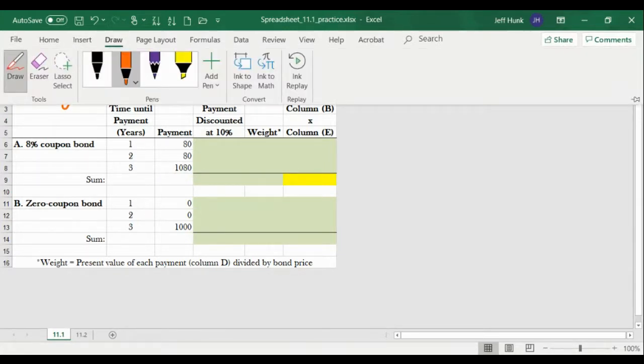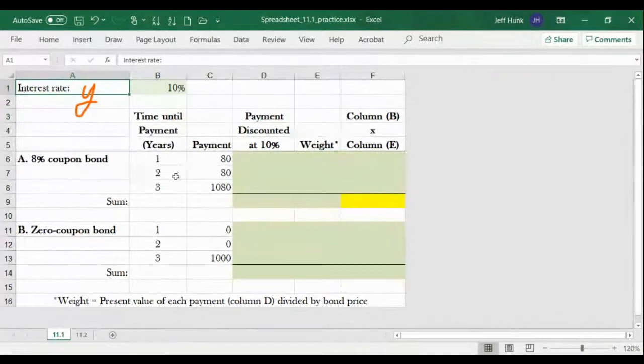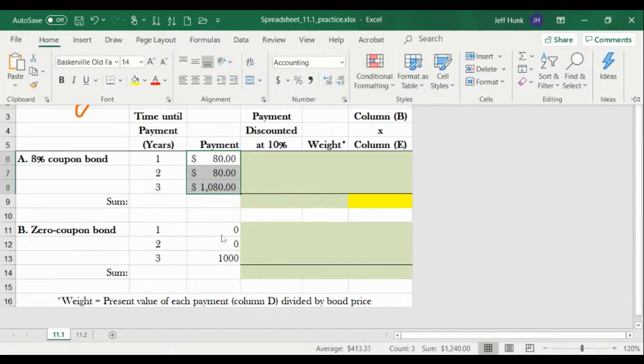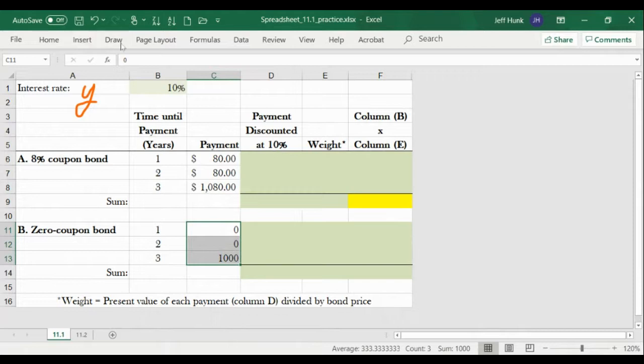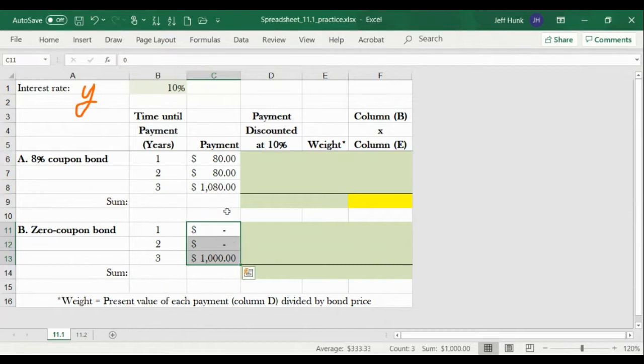Let me blow this up a little. So first thing, it's got a 3-year maturity, right? At the end of year 1, you have an $80 coupon payment. At the end of year 2, $80. And then year 3, you get a coupon of $80 and $1,000 par value, right? Let me put the dollar sign to make it clearer. And this is 0 coupon, so there's no coupon. Now payment is discounted at 10%.